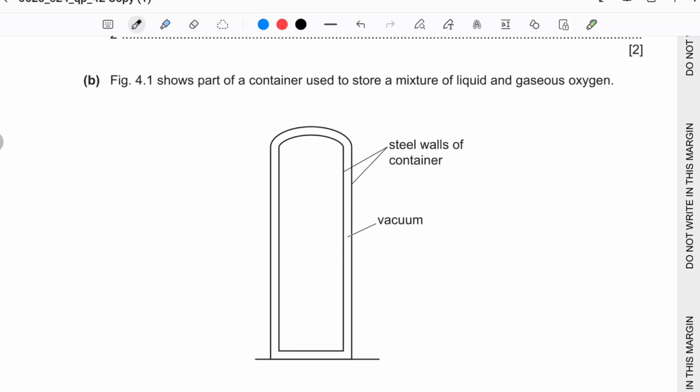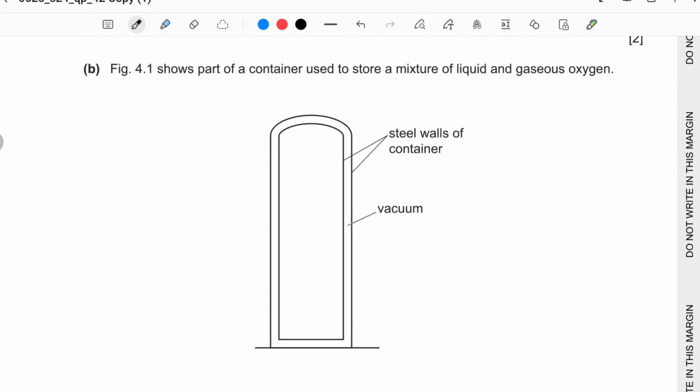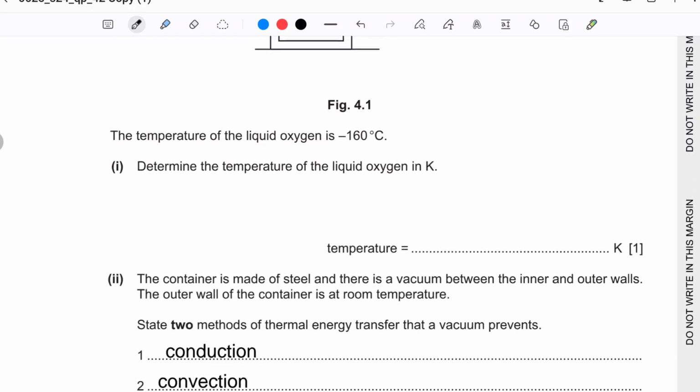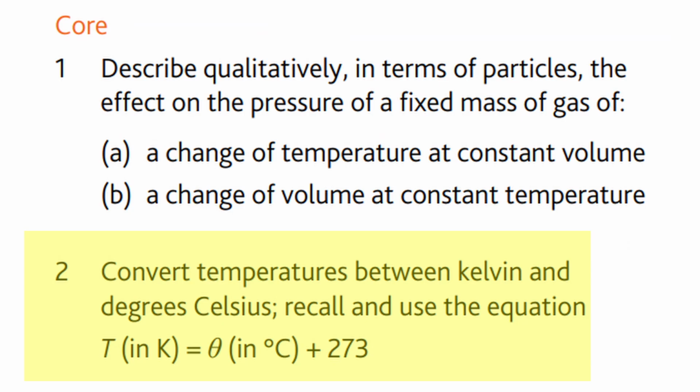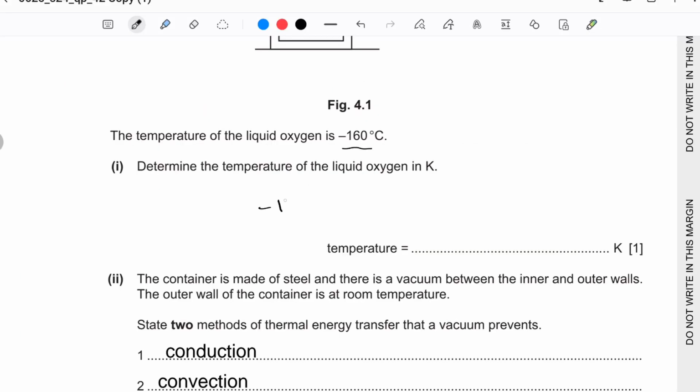Figure 4.1 shows a part of a container used to store a mixture of liquids and gases. The temperature of liquid oxygen is minus 160 degrees Celsius. Determine the temperature of the liquid in Kelvin. To convert from Celsius to Kelvin, you have to add 273 to minus 160.